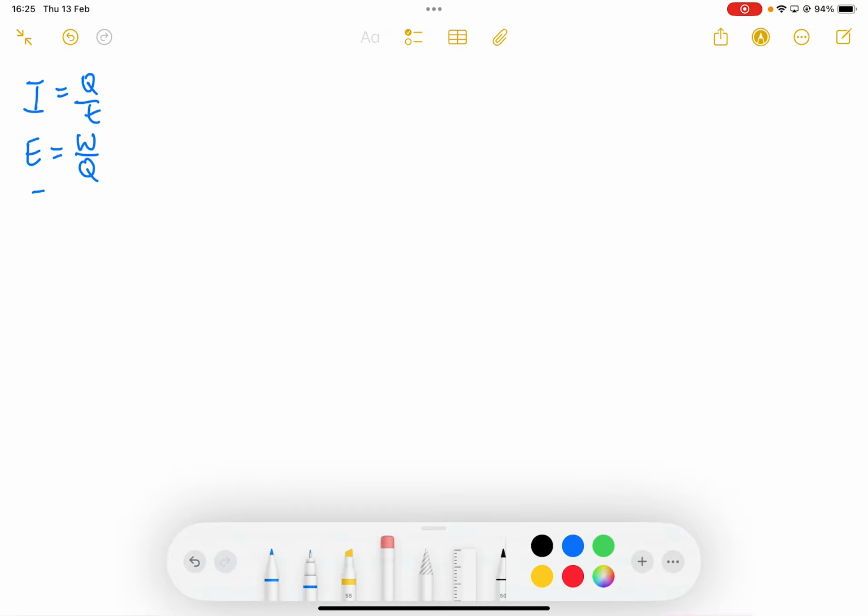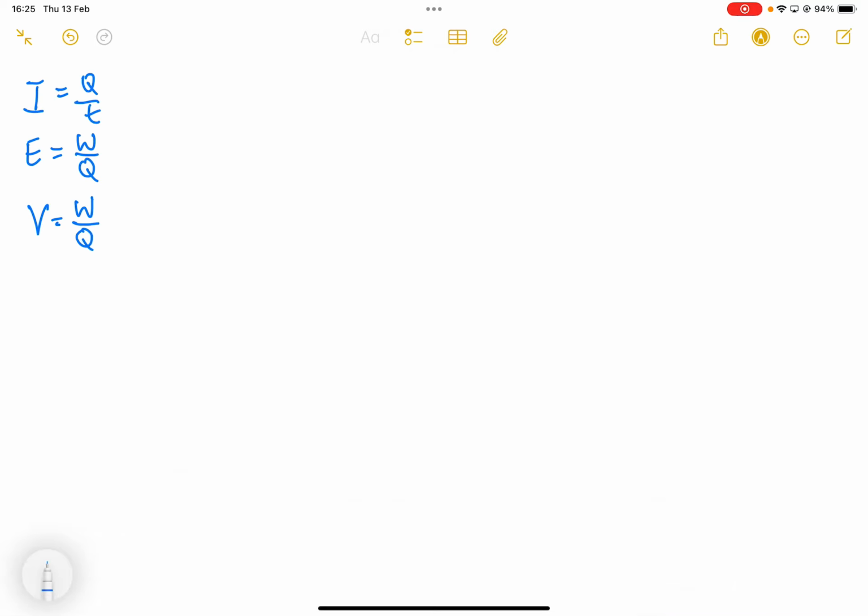EMF: the work done to drive 1 unit charge where? Yes, around the complete circuit or through the complete circuit. PD, potential difference: work done to drive 1 unit charge through the component.